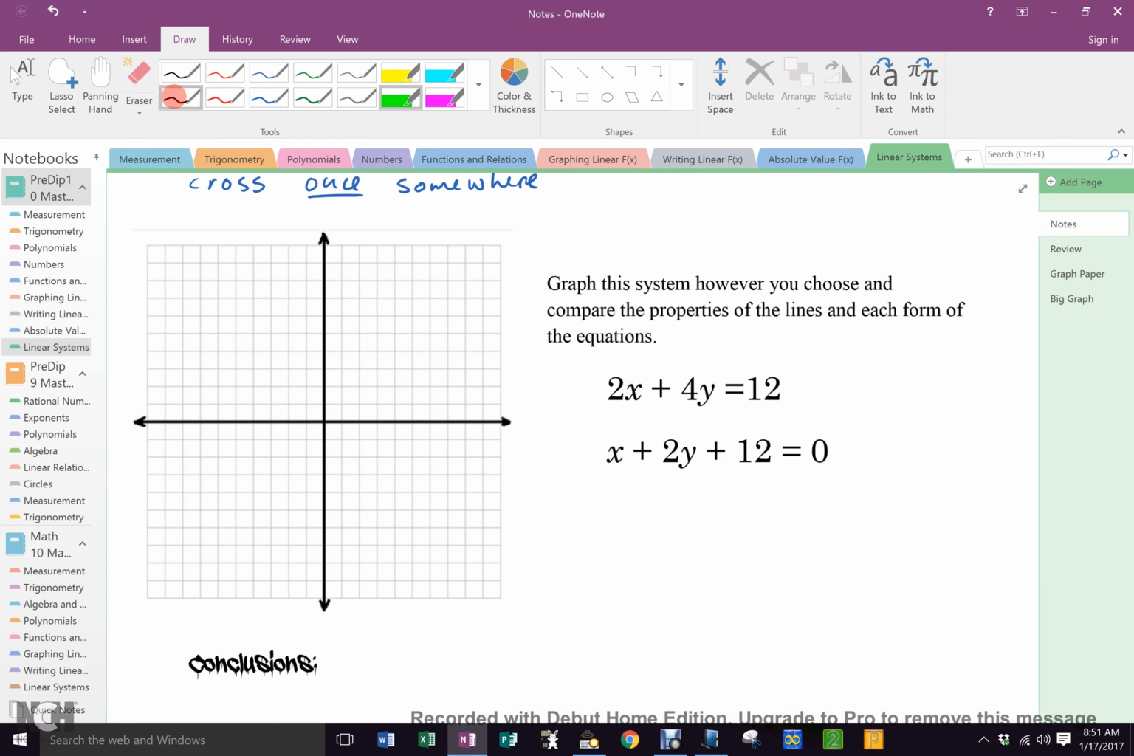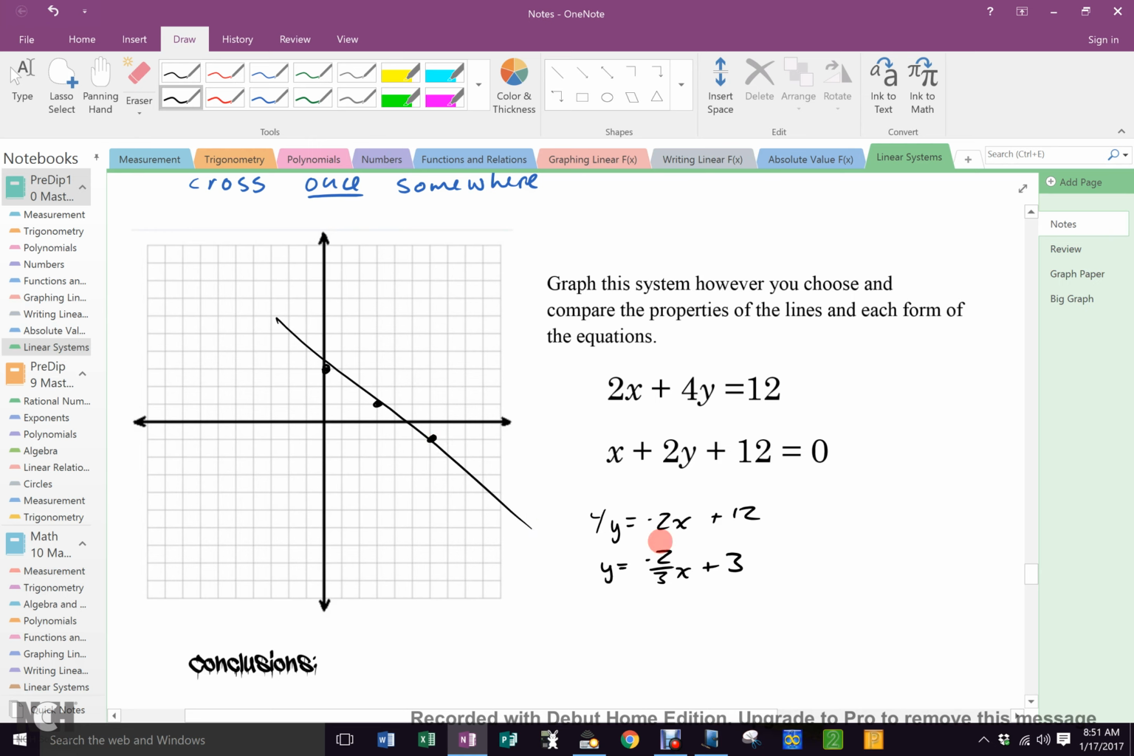You don't actually have to graph them. Let's just do that. 4y equals negative 2x plus 12. Y equals negative 2/3 x plus 3. Agreed? Everyone agree? So, quick graph, down 2, out 3, down 2, out 3. That's what it's going to look like, right?